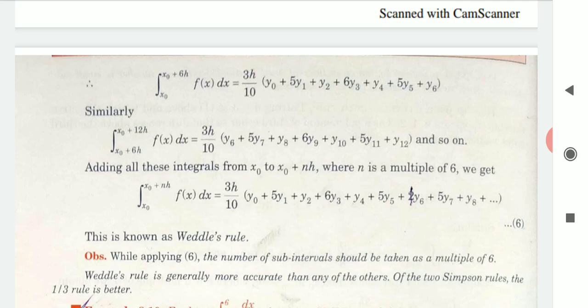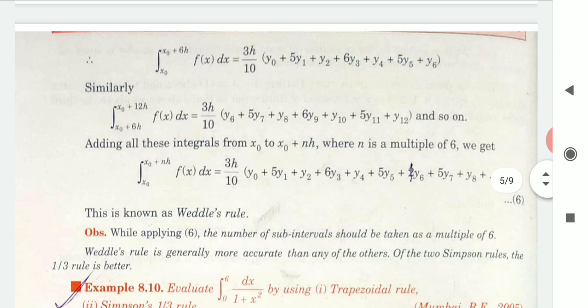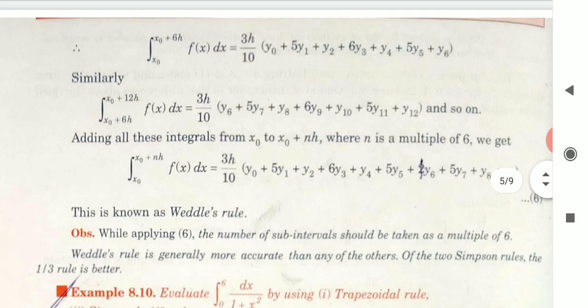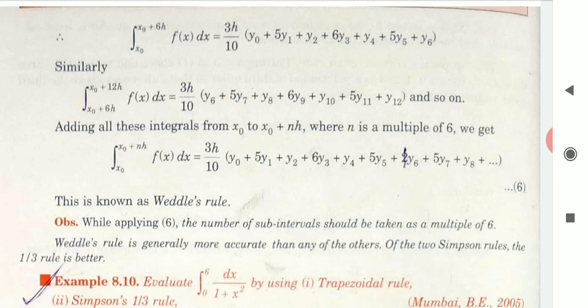Adding all these integrals from x0 to x0 plus nh, where n is a multiple of 6, we get the integral of f(x) dx from x0 to x0 plus nh equals 3h by 10 into y0 plus 5 times y1 plus y2 plus 6 times y3 plus y4 plus 5 times y5 plus, yes, 2 times y6. You have to take it, though it is cut here, you have to take it. 2 times y6 plus 5 times y7 plus y8 and so on, and this is known as Weddle's rule. Observation is, while applying it, the number of subintervals should be taken as a multiple of 6, which was very obvious.